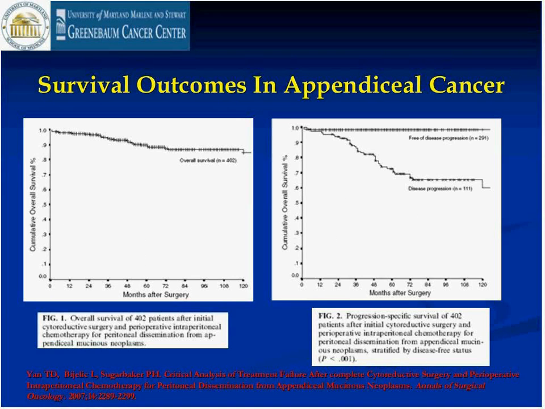In fact, this again looks at progression-specific survival. This was a study done in about 402 patients who underwent initial cytoreductive surgery and intraperitoneal chemotherapy. And you can see that disease progression occurred in 291 patients versus 111 patients who did not have disease progression. But if you look at how many months after the surgery, you will find that at 10 years, the cumulative overall survival, even for those who had disease progression, was still quite reasonable and quite good.